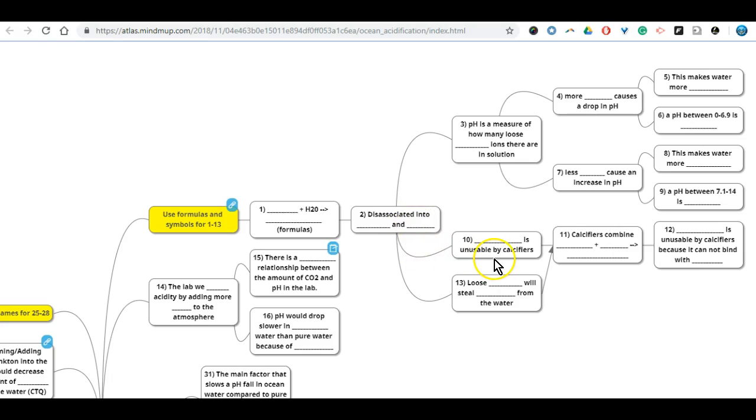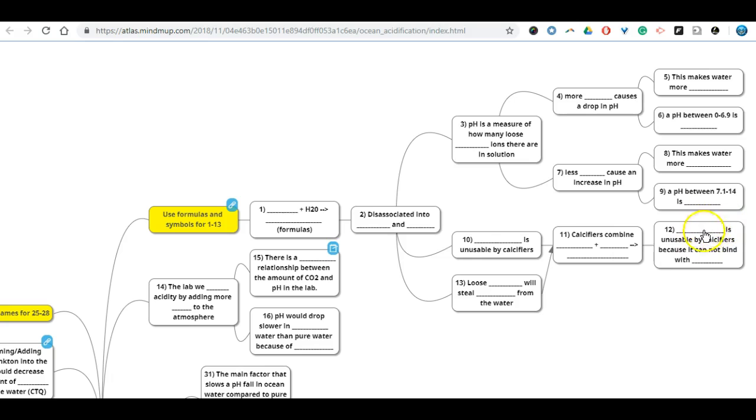Coming over here, it starts talking about bicarbonate. So bicarbonate is unusable by calcifiers. What are calcifiers? Those are animals that have a shell that combine calcium and carbonate, which are both floating in the water, separate from one another. Those calcifiers take them, they combine them to form calcium carbonate.